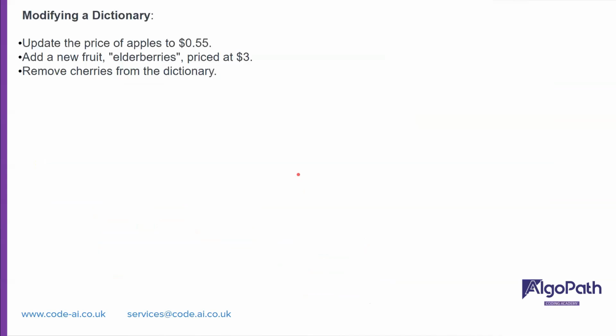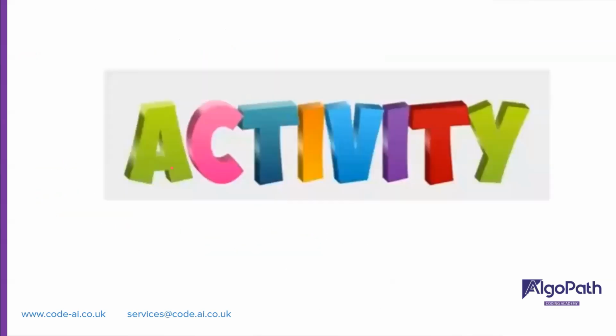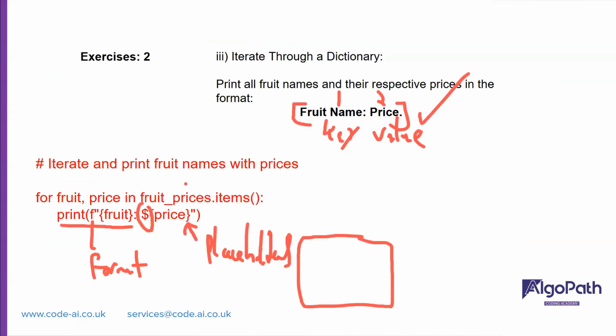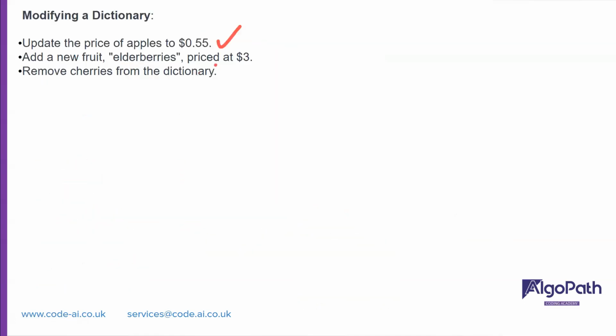Next activity. Number 3, modifying a dictionary. There's a few things to do here. This one's a bit more complicated. Pause the video if you want to do it yourself. Update the price of apples to 55. What was the original price? Apples were 50. So they've increased a little bit. So increase to 55. Add a new fruit. We have the key there. We have the value. And then remove cherries from the dictionary.